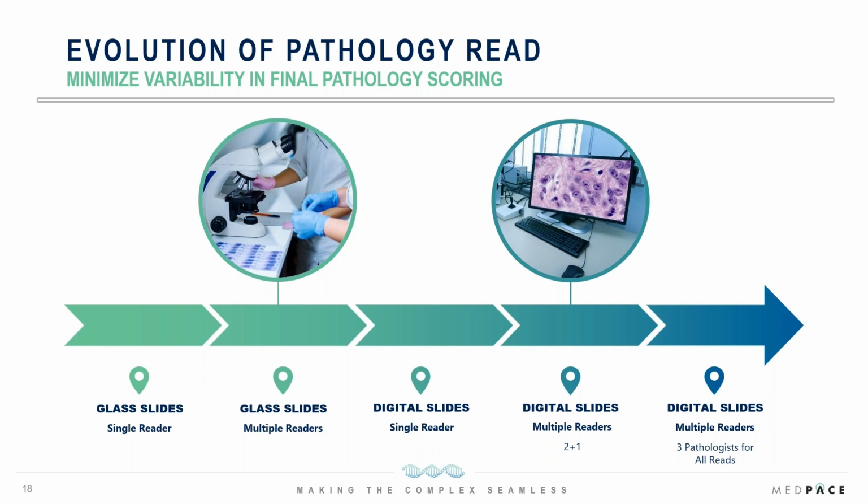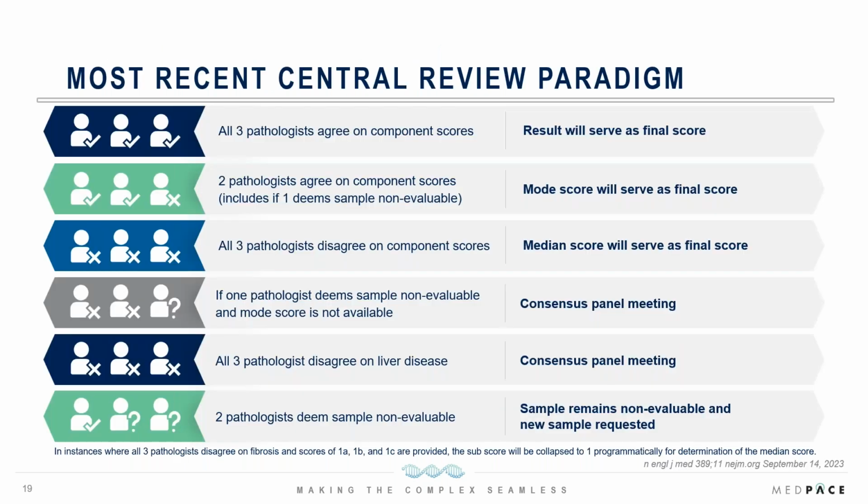So where are we now? Currently, in the last couple of studies that we've been doing, we've evolved to a 3-reader paradigm where all the slides are being read by 3 pathologists at the same time. Digital platform makes that possible. So if we move on to the next, how does that work?